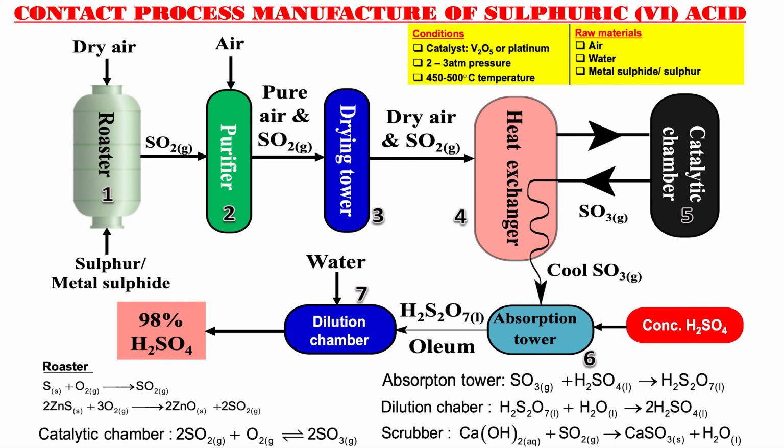Just a quick review of what we had discussed on the contact process. We have looked at what happens in the roaster, as you can see on the flowcharts on your screen, what happens in the purifier, what happens in the drying tower, what goes on in the catalytic chamber, which are the conditions and why those particular conditions are suitable, then the heat exchanger. We went to the absorption tower. We were able to explain why SO3 is absorbed in concentrated sulfuric acid and not in water. Then formation of oleum, then the dilution chamber, and how we get the sulfuric acid.